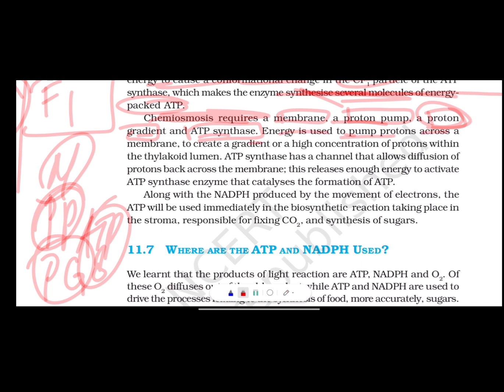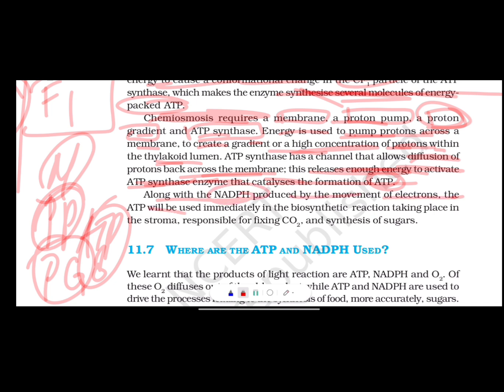Energy is used to pump the protons across the membrane to create a gradient, a high concentration of protons within the thylakoid lumen. ATP synthase has a channel that allows the diffusion of protons back across the membrane. This releases enough energy to activate the ATP synthase enzyme that catalyzes the formation of ATP, along with the NADPH produced by the movement of the electrons.